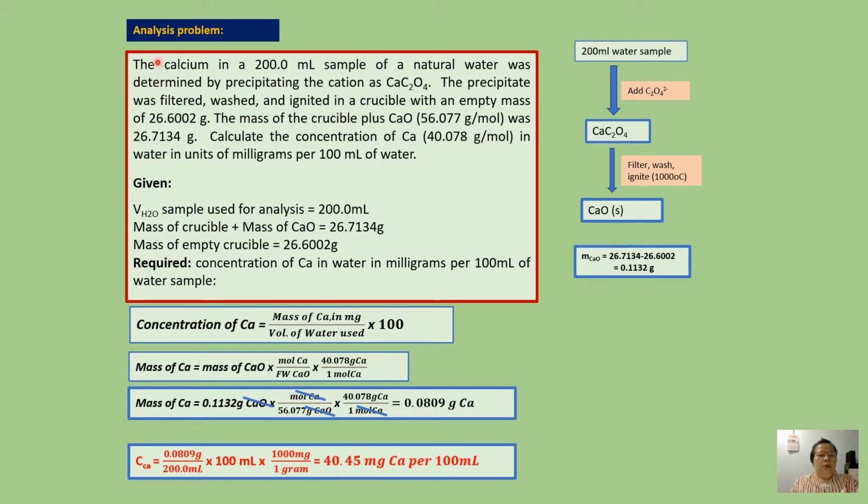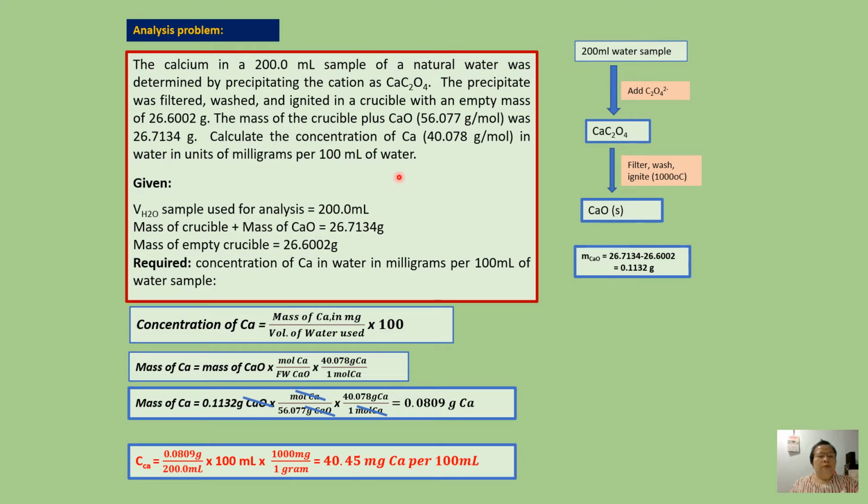Now I'm going to solve one analysis problem in gravimetry. Here is the problem. The calcium in a 200.0 ml sample of a natural water was determined by precipitating the cation as calcium oxalate. The precipitate was filtered, washed, and ignited in a crucible with an empty mass of 26.6002 grams. The mass of the crucible plus calcium oxide was 26.7134 grams. Calculate the concentration of calcium in water in units of milligrams per 100 ml of water.